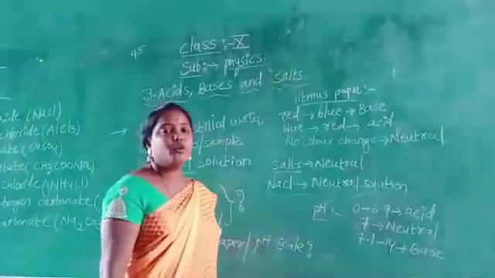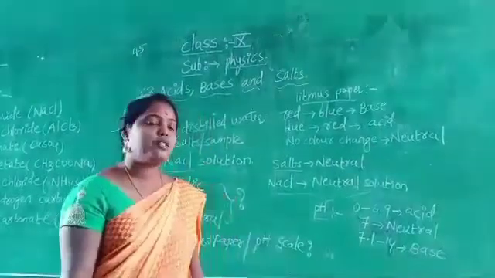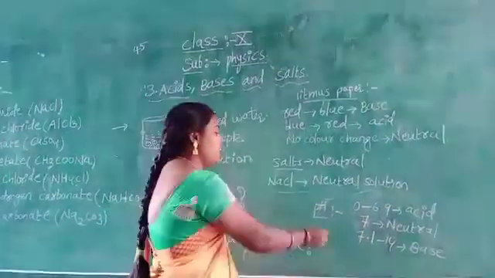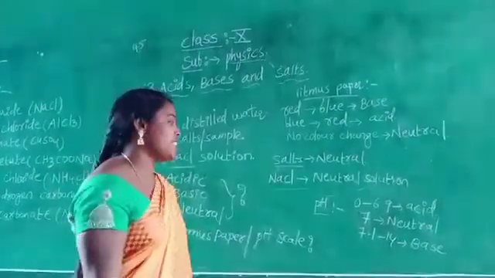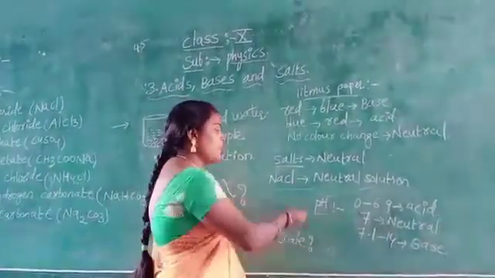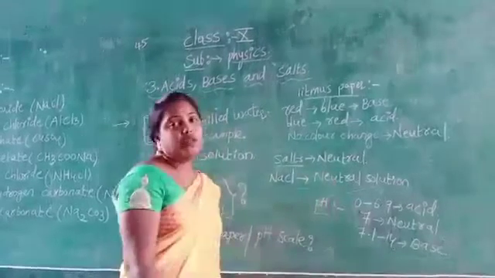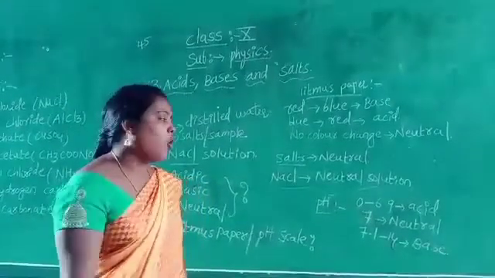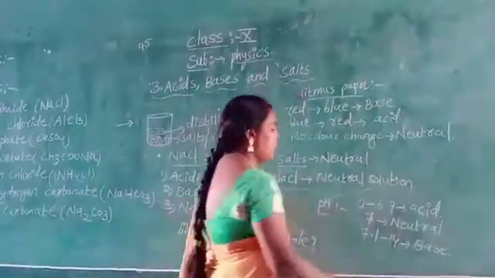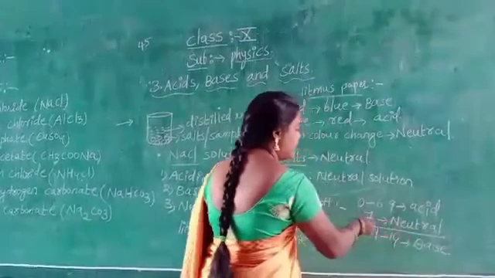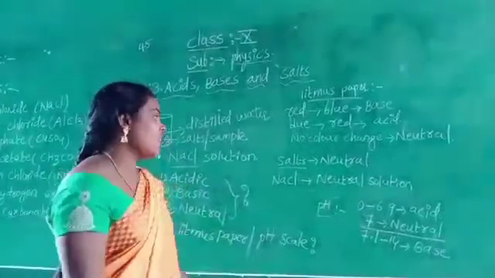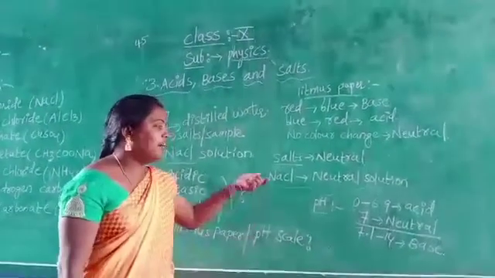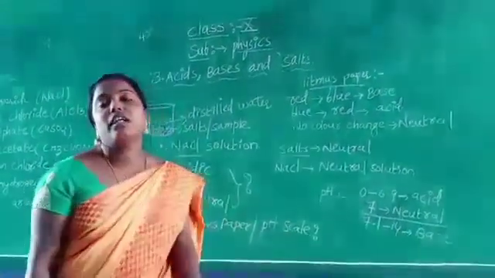Then you take a few drops of sodium chloride solution and test its nature by using the pH scale. The sodium chloride solution is neutral in nature, you know. Then what is the level on the pH scale? That is exactly 7. Okay, children, do you understand? I only told about the first chemical.